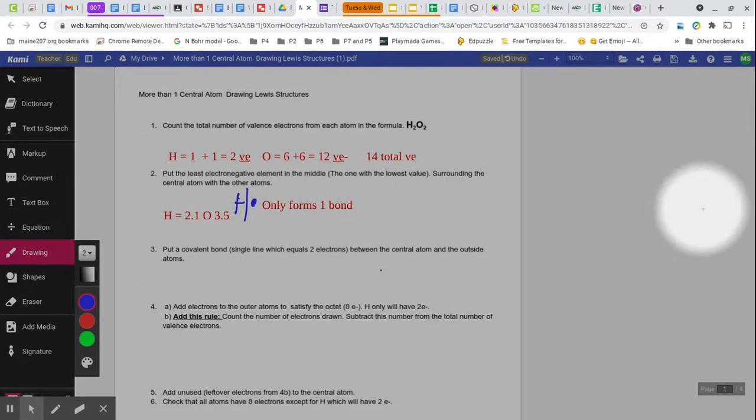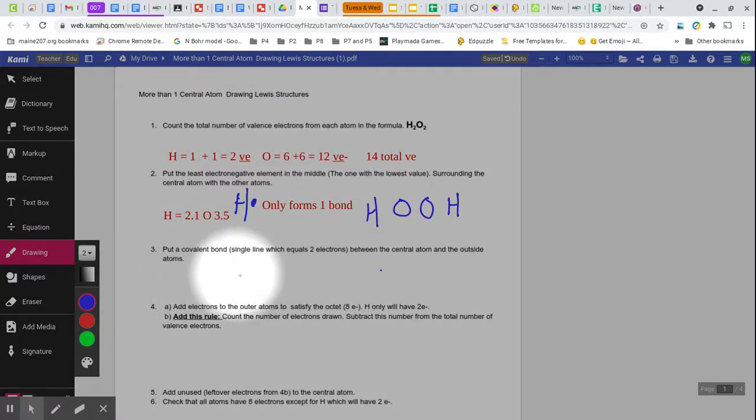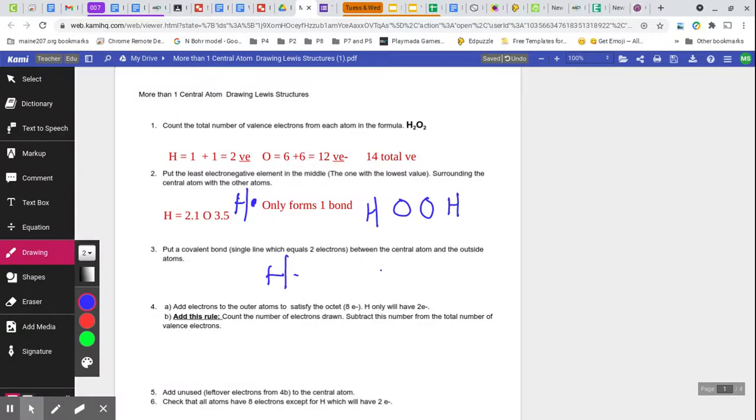So next, I'm going to go back to my drawing. Since H can't go in the middle, then who goes in the middle? And that is oxygen. So I'm going to put O, and I'm going to surround it with the H's. I only have 2 H's, so I'm just going to stick them on the outside, like so. Then it says put a covalent bond on step 3 between the central atom and the outside atom. So I'm going to go like this. But also, I must connect the middle guys together.